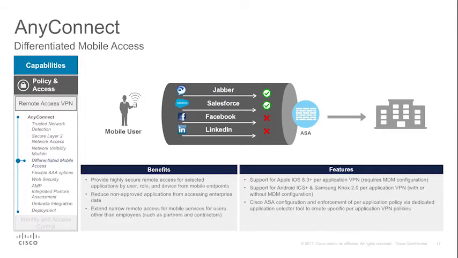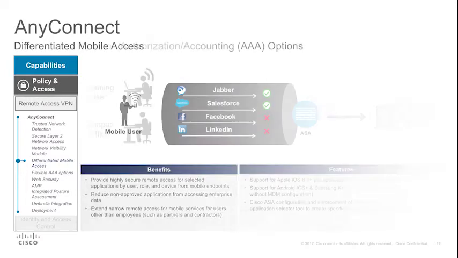And it's role-based, so depending on a user's role in the organization, their application access can vary through the VPN. The per-app VPN feature can thus support a range of different types of mobile users. AnyConnect's flexible authentication, authorization, and accounting features provide an extra level of protection and control for user access.